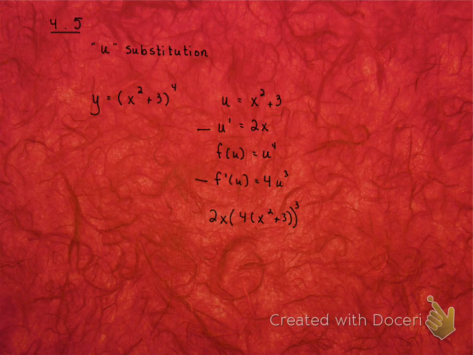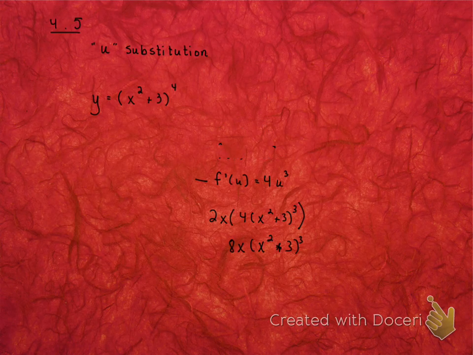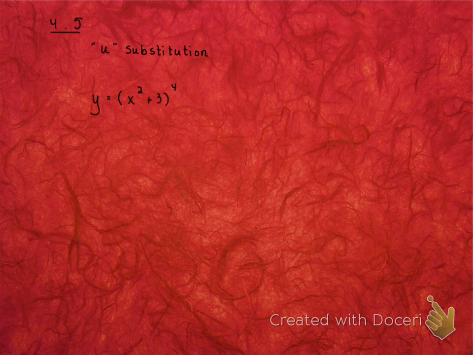Actually, let me write that right here, okay? So that would simplify to 8x times x squared plus 3, all cubed. Okay, so that is the pattern you use when you're taking your derivative using a u substitution: u prime, f of u, and f prime u.